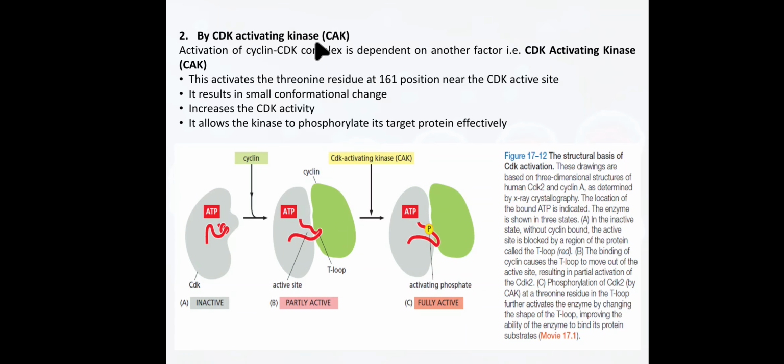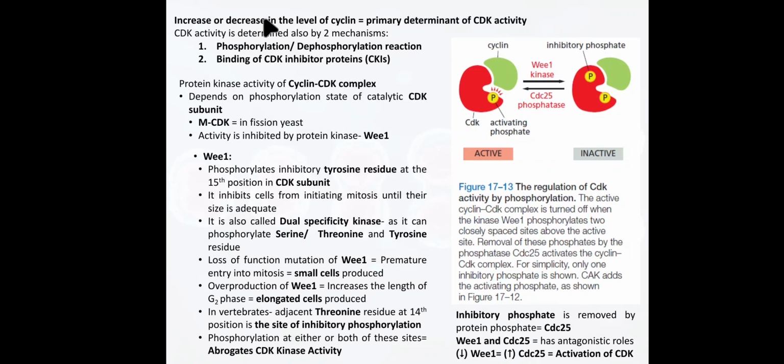See, by CDK activating kinase, just a minute. Yes, here you can see increase or decrease in the level of cyclin, the primary determinant of the CDK activity. CDK activity is determined also by two mechanisms, that is phosphorylation or dephosphorylation reactions. Here you can see the V1 kinase. The protein kinase activity of the cyclin-CDK depends on the phosphorylation state of the catalytic CDK. But CDK has an activating phosphate in its active form.